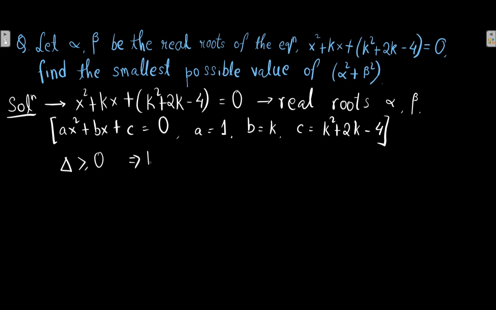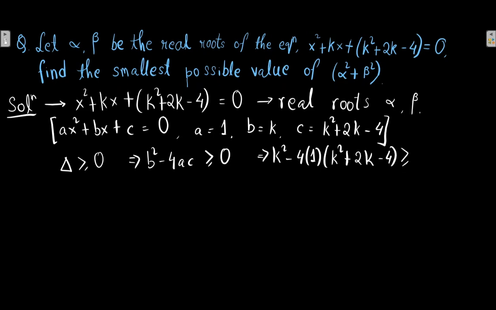Okay, so this implies b square minus 4ac will be non-negative. So this implies k square minus 4 times 1 times k square plus 2k minus 4, the b square minus 4ac term, is non-negative. Okay, so if we further simplify it, we get k square minus 4k square minus 8k plus 16 is greater than equal to 0.